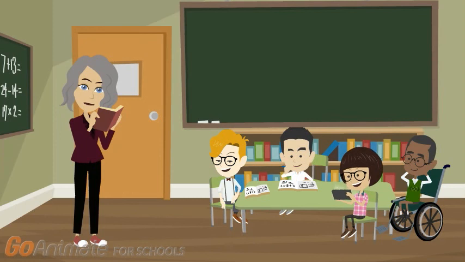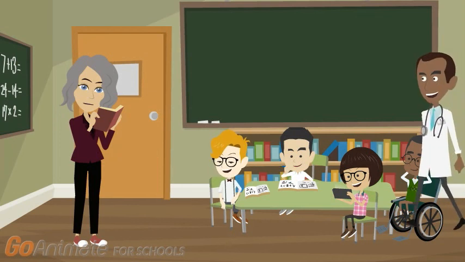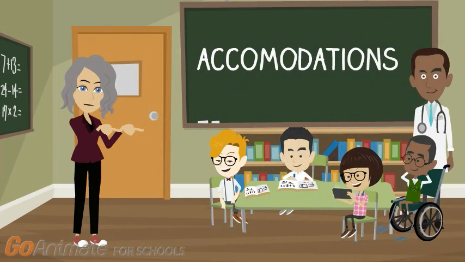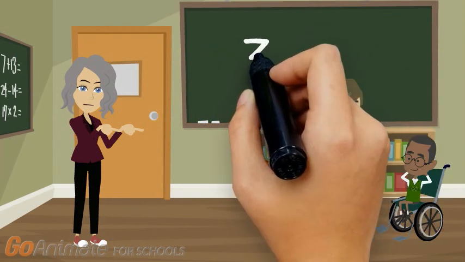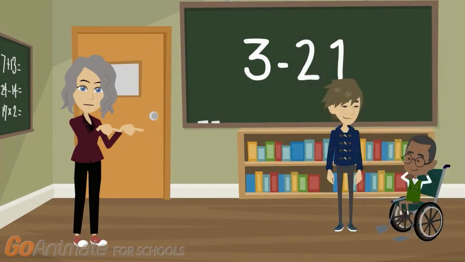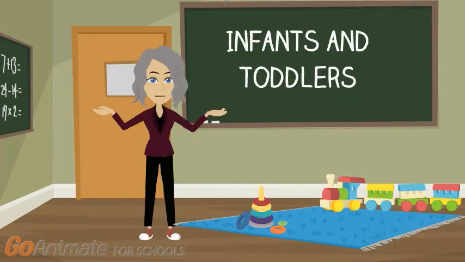If a student with a disability doesn't require special education, but only needs related services, that student is probably not covered under the IDEA. But the school is required to provide specific accommodations. Students between the ages of 3 and 21 are eligible for basic coverage under the IDEA. Incarcerated individuals have some special requirements.